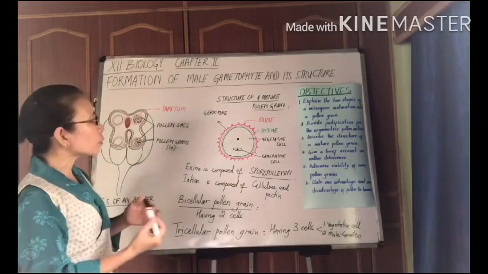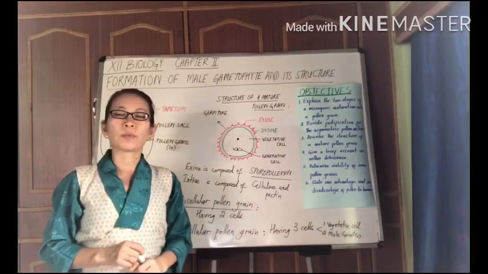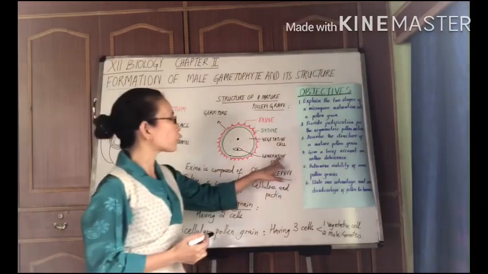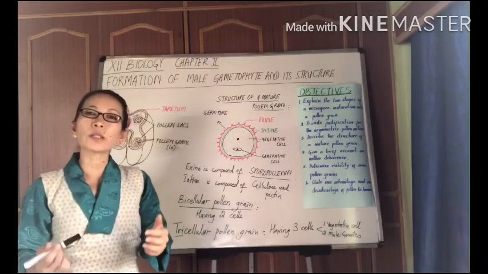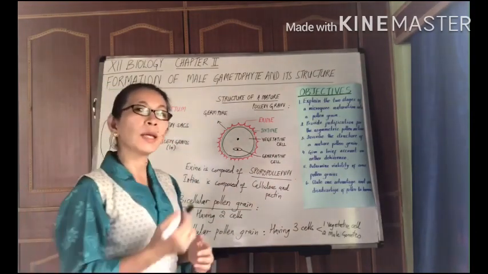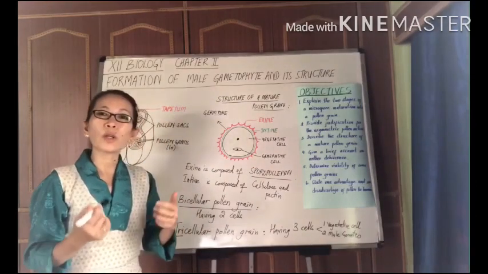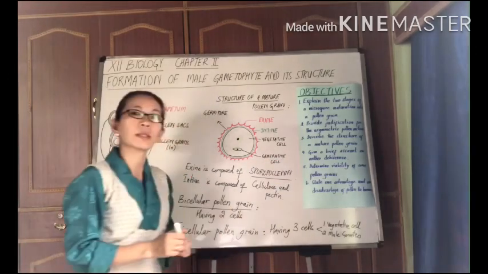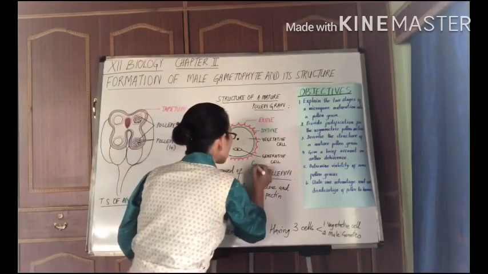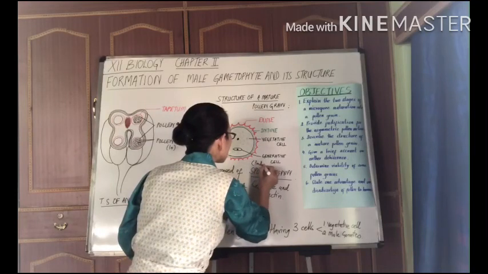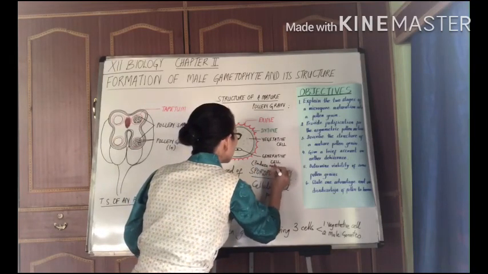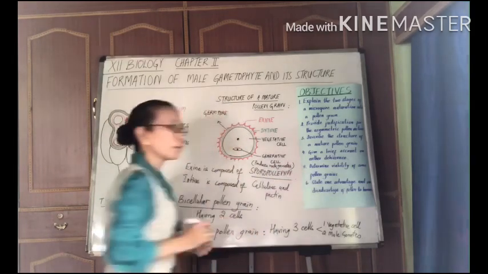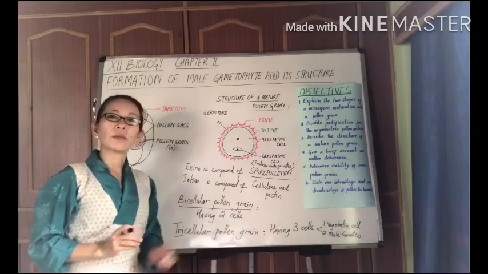Now in terms of the functions of these 2 cells, one we have already discussed, the function of the generative cell. Generative cell is functionally very important because it helps in the production of 2 male gametes. So this is the one which produces male gametes, as we have discussed.